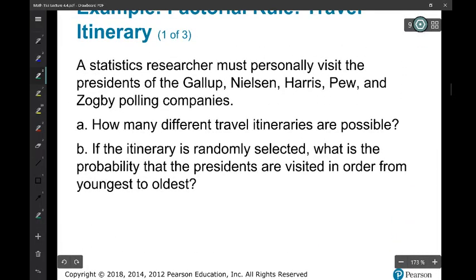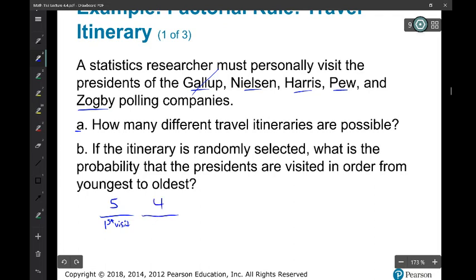So back up here, for A, how many different itineraries are possible? Well, we have 1, 2, 3, 4, 5 different presidents. So once you say you visit, it doesn't matter which one you visit first. The first one, you could start at any one of those presidents. So there's 5 possibilities. But once you choose one to start with, that narrows it down to 4.